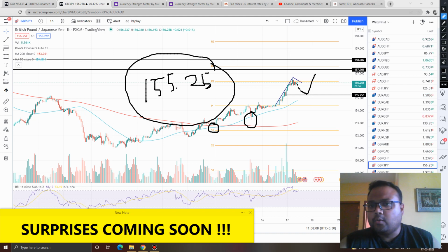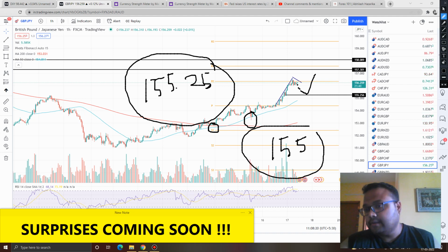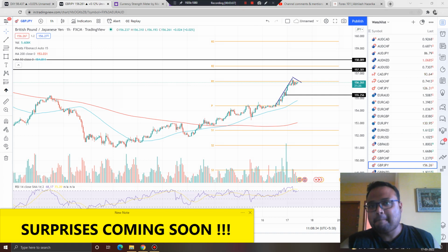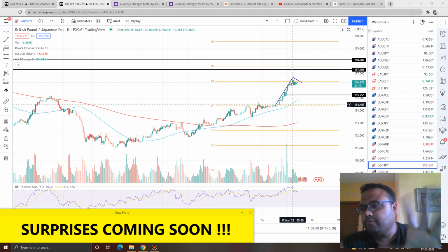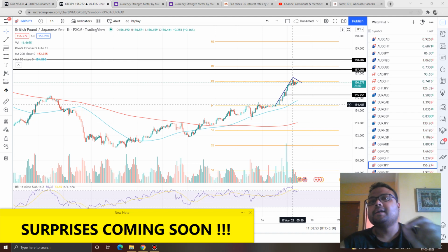And what will be the level? See, this is the dynamic support. In dynamic support we do not have any exact level. So it can be around 155, possibly. If you do not have the 50 moving average on your trading platform on the chart, then you can also use the 50 moving average, so that you get the proper idea. So 155.25 and 155, or the 50 moving average, is very important if market comes down.